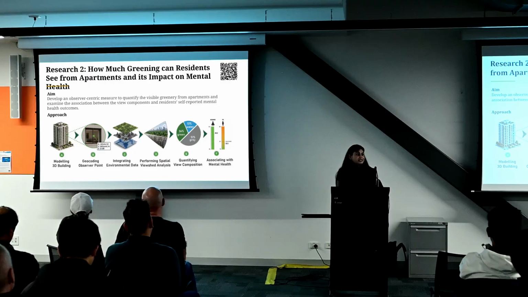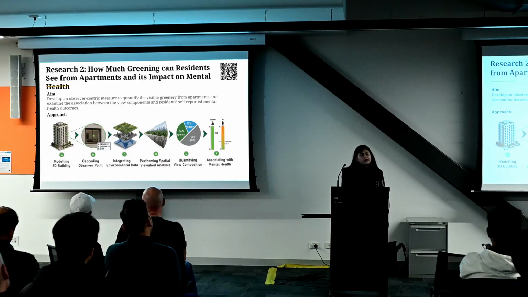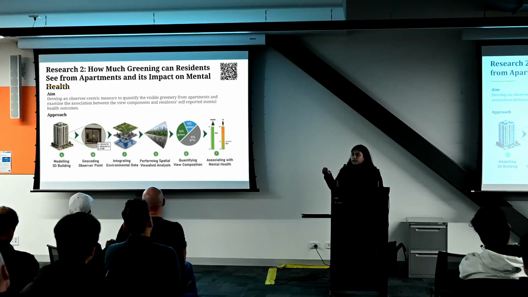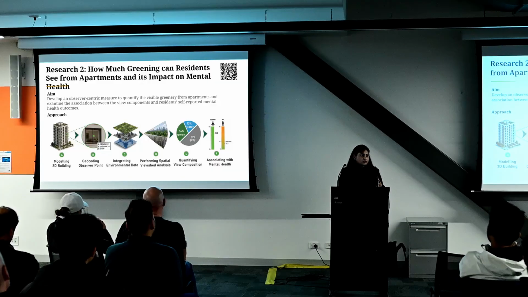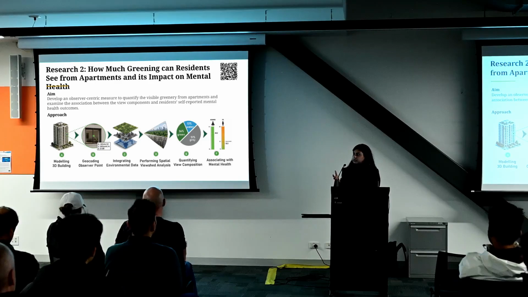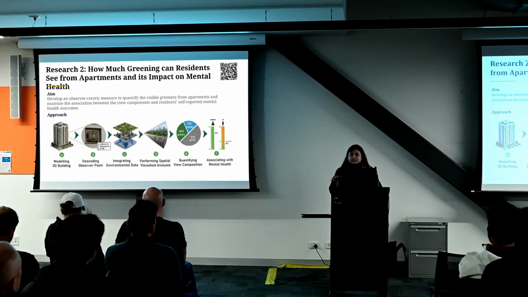Currently, as I said, the datasets that we have are at neighborhood level. Some of the research looks at building level data, like how much green a building can see, but it's still very coarse. I want to see apartment level. I want to see resident level. So how can we generate this? How much green do residents see in this complex vertical environment?